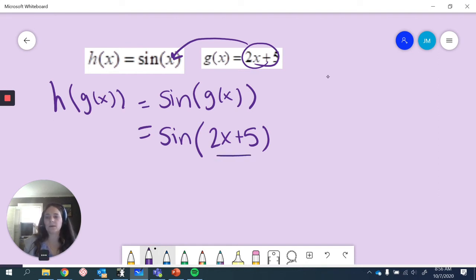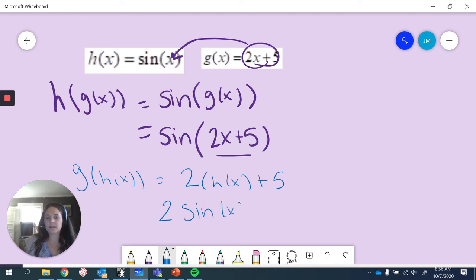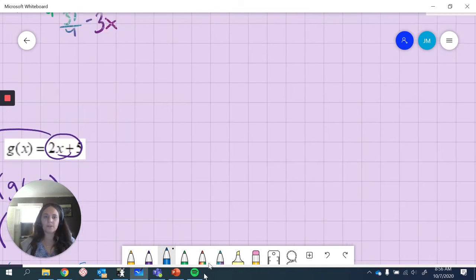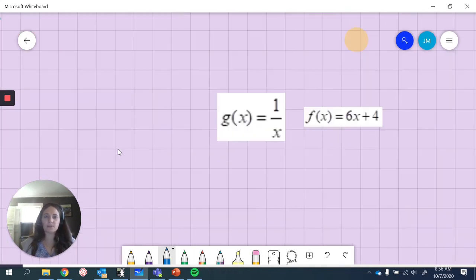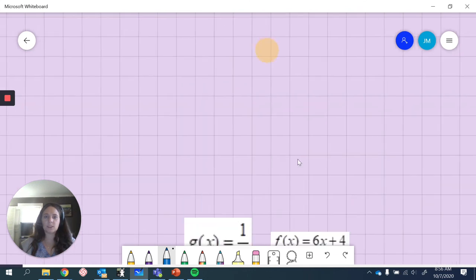Okay, so now if I want to go the other way, g of h of x, you're going to put 2 times h of x plus 5, and my h of x was sine of x. And you're actually done because, again, there's nothing to simplify because sine is just by itself. Good job.